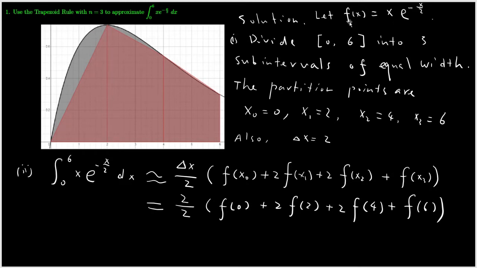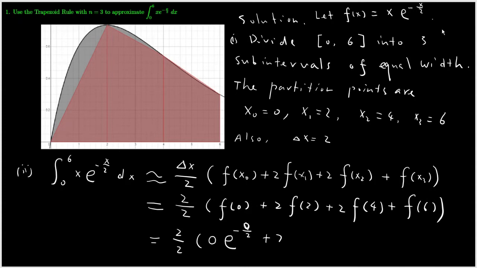Now the function, we use the definition of the function. The function is x times e to the power of negative half of x. So we have 2 over 2. The value of the function at 0 is equal to 0 times, you replace the x value with 0 in the function, right? 0 times e to the power of negative 0 over 2. That's my 0.